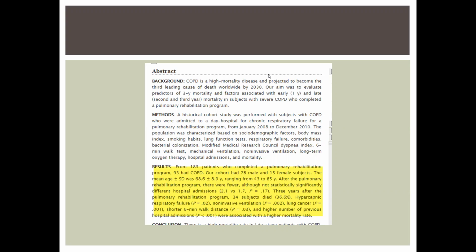Three years after the pulmonary rehab program, 34 subjects died, hypercapnic respiratory failure, p-value 0.02. That's less than 0.05, right? That's okay. Non-invasive ventilation, 0.002, and then lung cancer 0.001. A shorter 6-minute walk distance has a low p-value, and a higher number of previous hospital admissions, a really low p-value. Those were associated with a higher mortality rate. So all those things were statistically significant in showing that these people are going to die pretty much within 3 years. So is that a good example of a p-value?